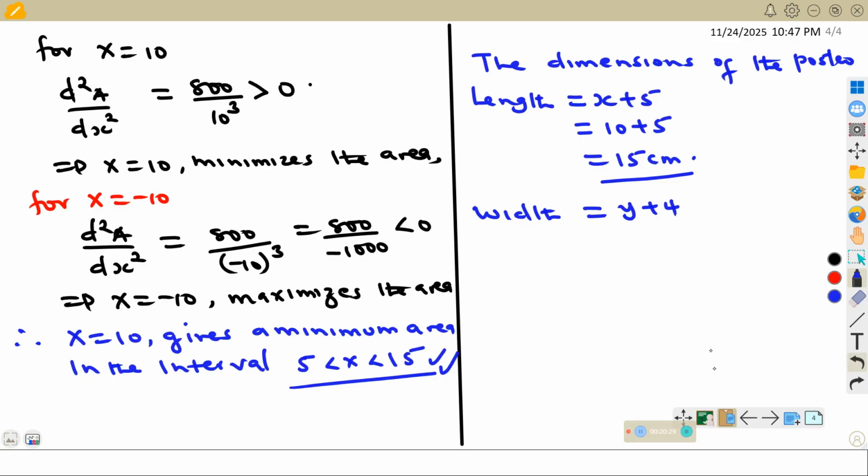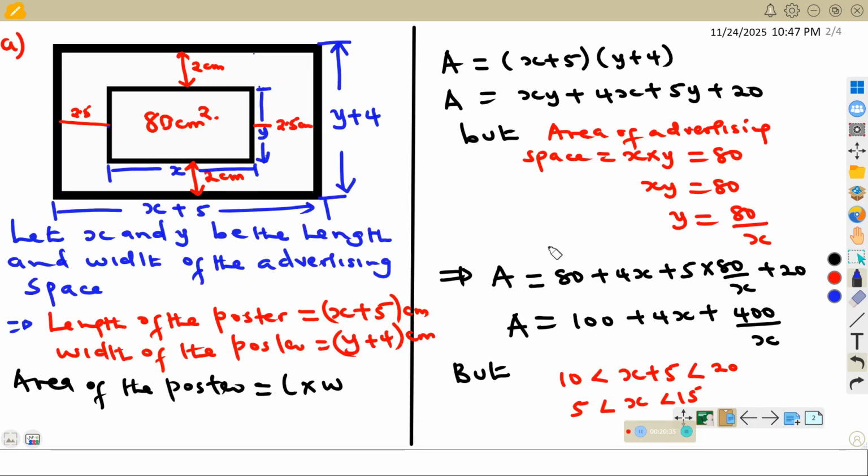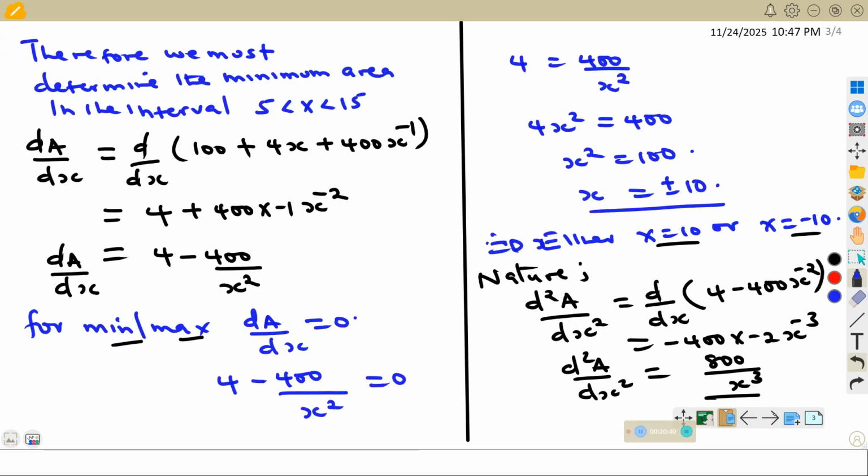Okay, so we haven't got y. We need to first of all get the value of y. So we know y is 80 divided by x. Let us get the value of y.